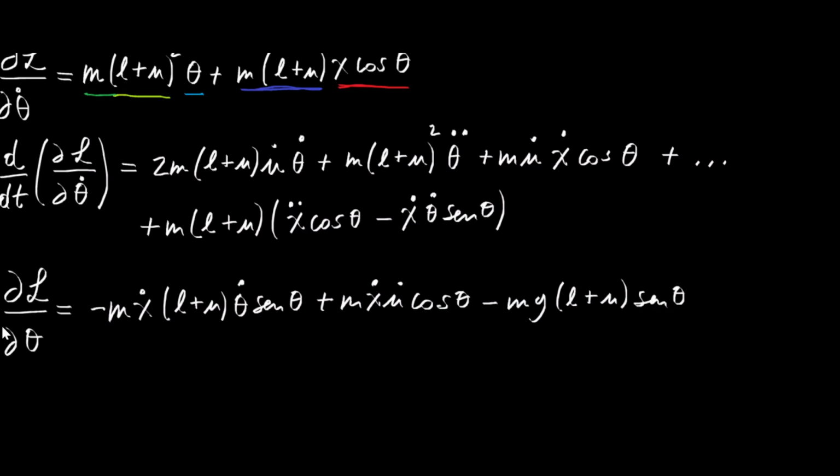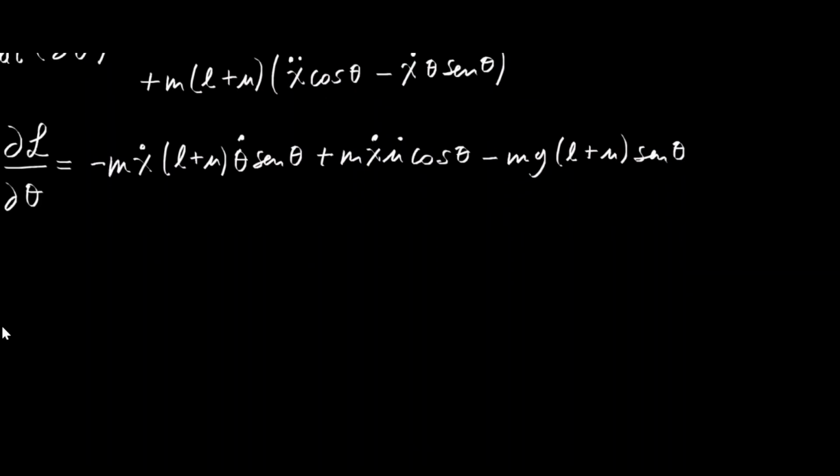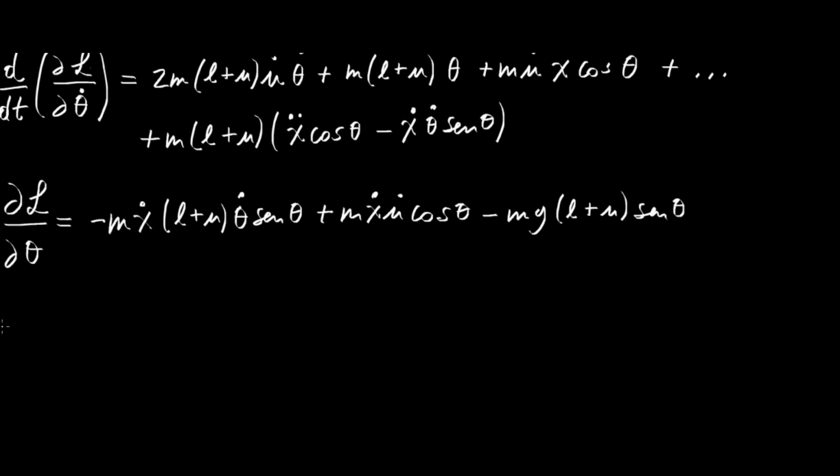With this result, we are ready to set up our second equation of motion, which is simply the first total derivative minus the partial derivative of the Lagrangian with respect to theta. So we will obtain the following. I will write all this expression here. It's a little bit long, but let's do it.